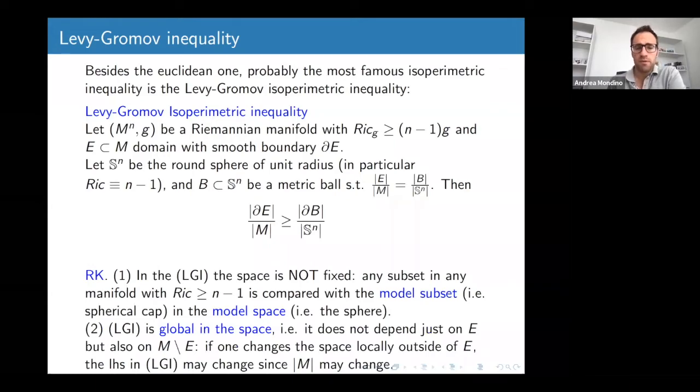Second observation: the Lévy-Gromov inequality is global in the space, in the sense that you are not seeing only the set E, but you are seeing also the complement of the set E. Why? Because on the left-hand side, you have the perimeter of the set divided by the total volume of the manifold M. So if you move the ambient space M even outside, very far from your set E, you don't change the perimeter, but you may affect its total volume. And so we are going to see in a minute that this is indeed giving some global information on the whole space.